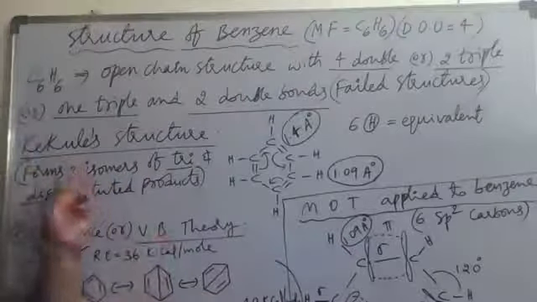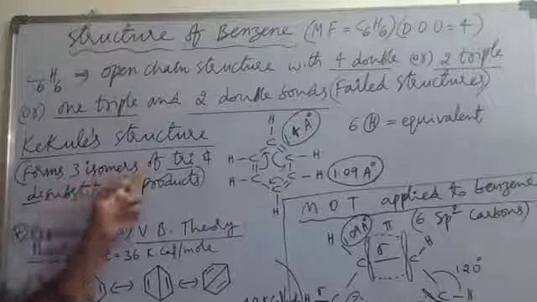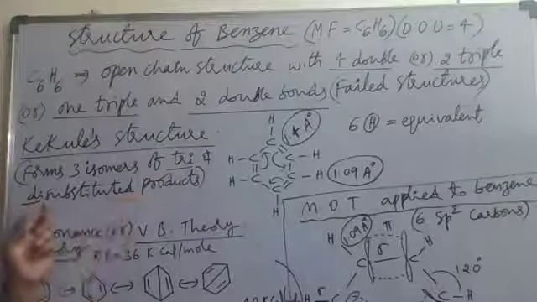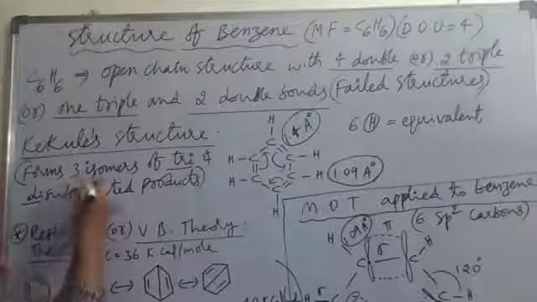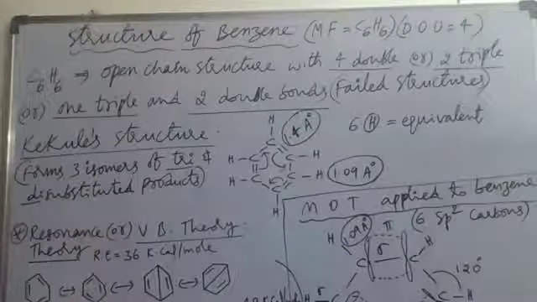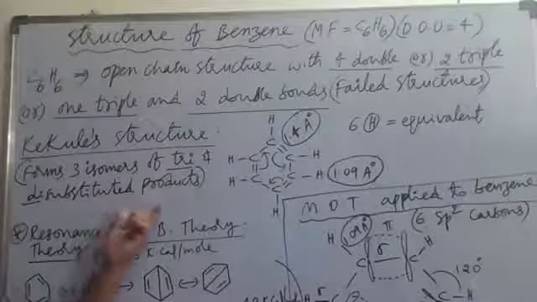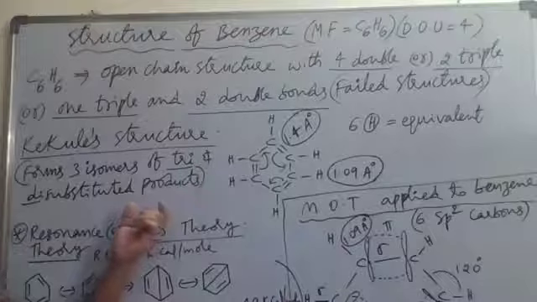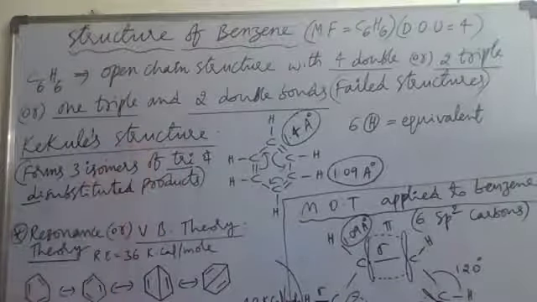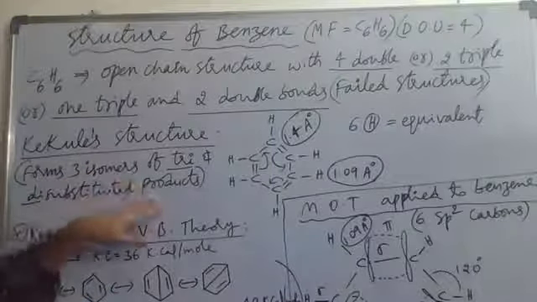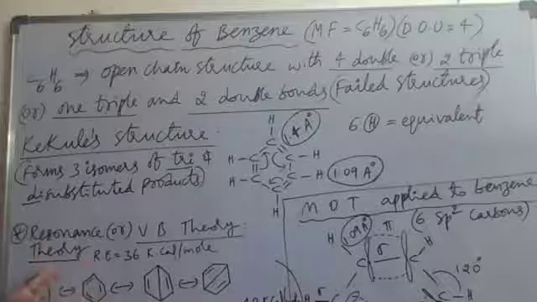So the Kekulé structure is supported by the formation of what? 3 isomers of di-substituted or tri-substituted products may be formed here. So the formation of di-substituted and tri-substituted compounds indicates what now? That benzene has a Kekulé type of structure. So the Kekulé structure is supported by the formation of di-substituted and tri-substituted compounds. That is one thing to understand.